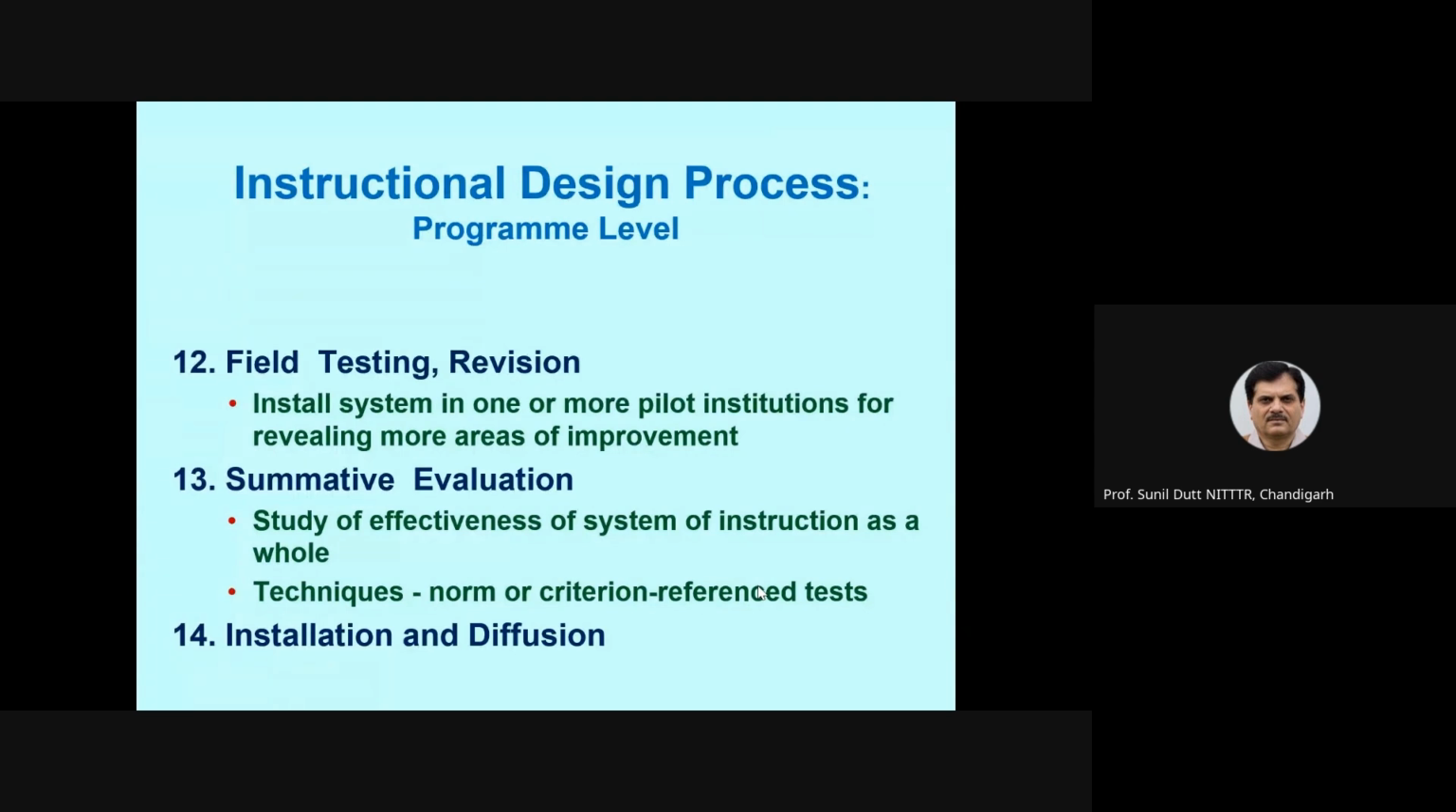And finally, installation and diffusion. That is, after an acceptable degree of merit has been reflected by one or more summative evaluations, now the new system, whether a modified system, say you have made certain curriculum changes, is ready for widespread adoption, or you can say regular use.